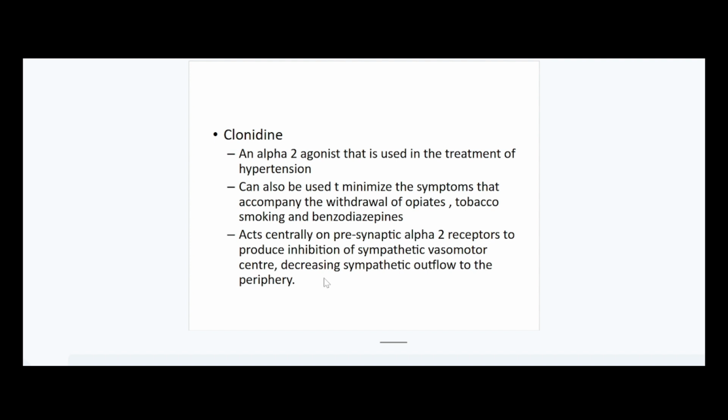We have clonidine, which is an alpha 2 agonist that is used in the treatment of hypertension. It can also be used to minimize the symptoms of withdrawal therapy in patients that are addicted to opiates, benzodiazepine, and the likes. Now, clonidine acts presynaptically in the brain to decrease sympathetic flow. Don't forget that I said that some alpha receptors are inhibitory, so they're going to inhibit sympathetic flow. That is because there ought to be a balance in sympathetic and parasympathetic flow. That modulates sympathetic flow, and clonidine will act on alpha 2 to stimulate it to decrease the sympathetic flow.